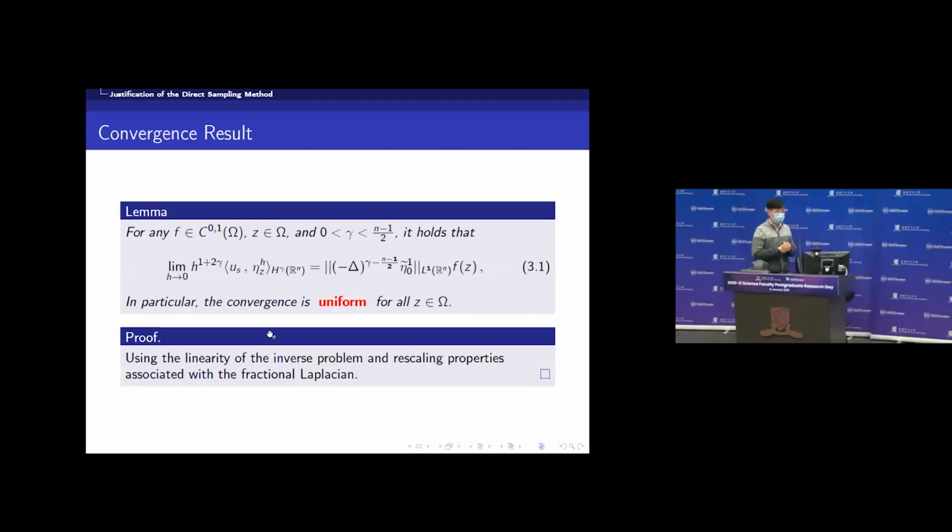The first result is a convergence result. We can show that the coupling between the measurement data and the probing function converges when h goes to 0, where h is the distance between two detectors in the measurement. As we get more and more detectors, we finally get the exact function. Quite surprisingly, this convergence is uniform, because for each point inside the domain, we get the same convergence rate.